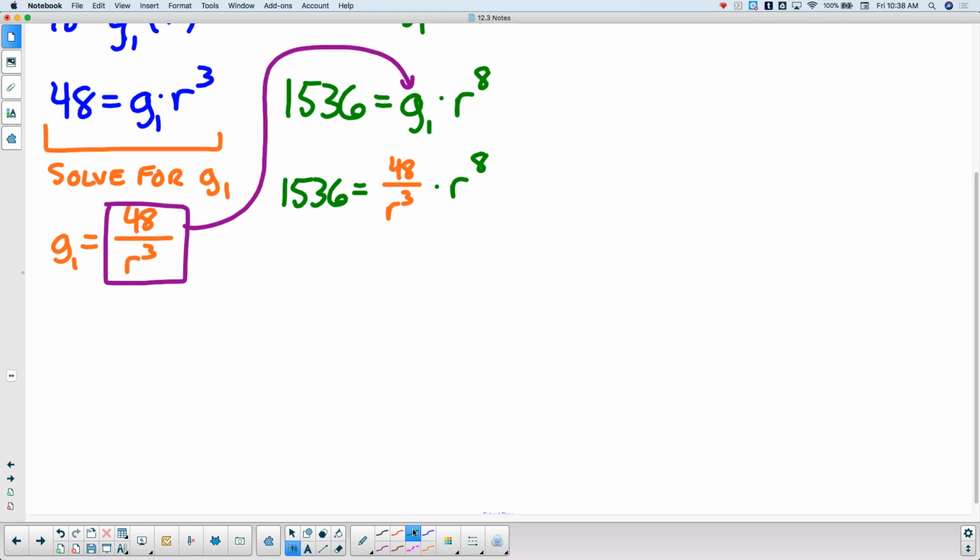The reason is exponent rules from way back. What does my right side become? Just r to the fifth? 48 r to the fifth. Yep.